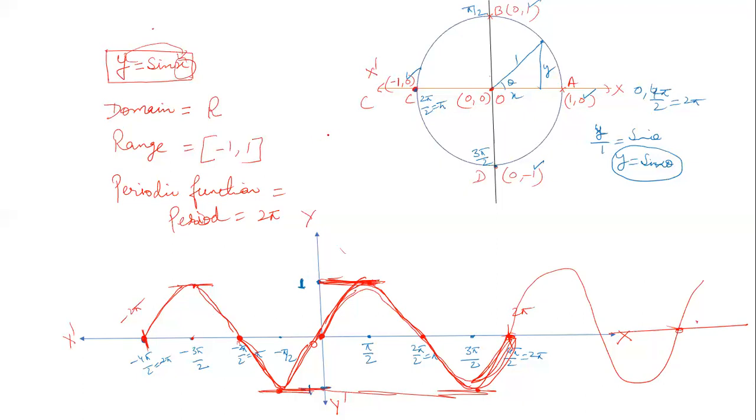So that is how to draw the graph of y equals sin x with the help of the unit circle. The domain of y equals sin x is all real numbers. The range of the sine function is -1 to 1, and the sin x function is a periodic function with period 2 pi. That's all for the graph of the sin x function.